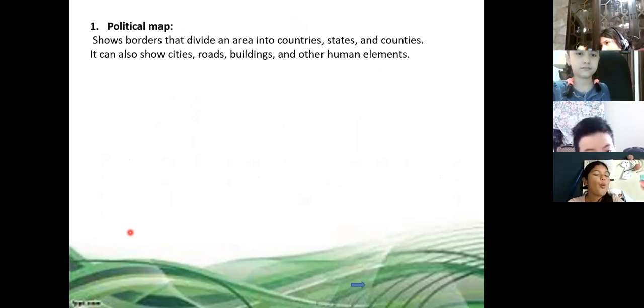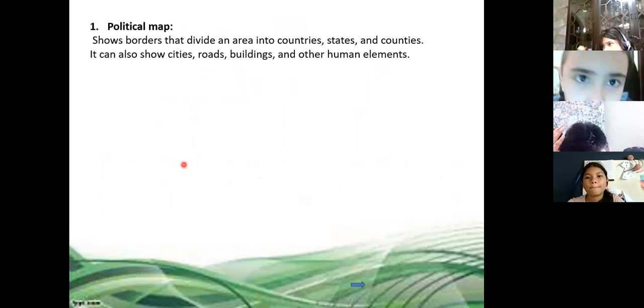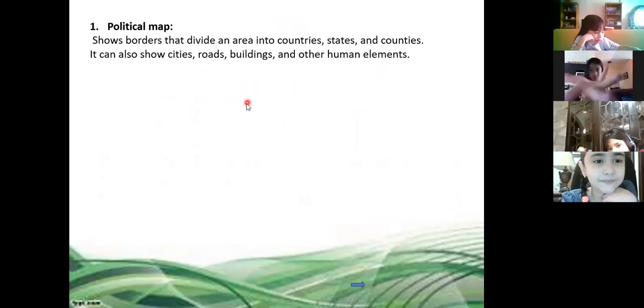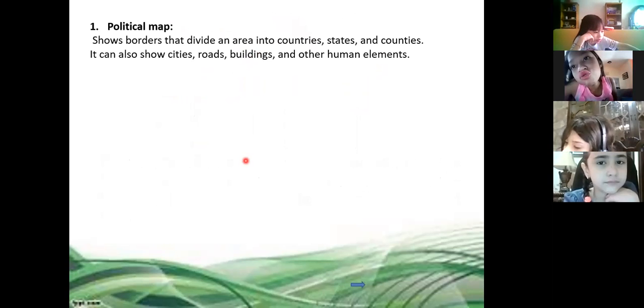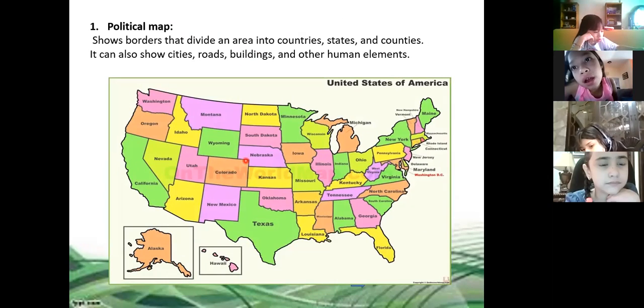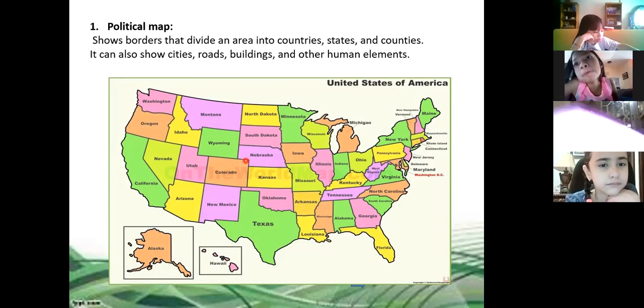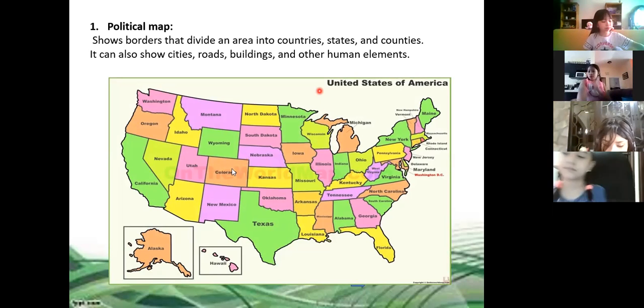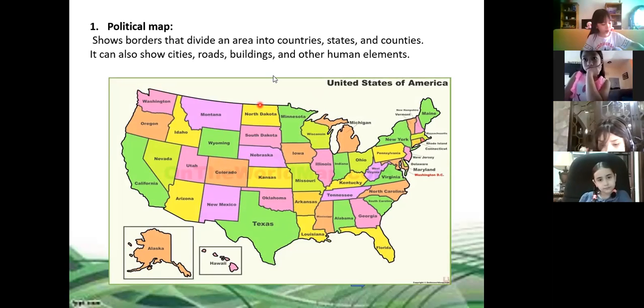If you remember, we talked about the political map. This is one of the types of maps. The political map shows the borders. Show the borders of what? Remember that here we have the picture of the political map. It shows the countries, the states, the counties, the cities, the roads, the buildings, and all the human elements. This is an example of a political map.